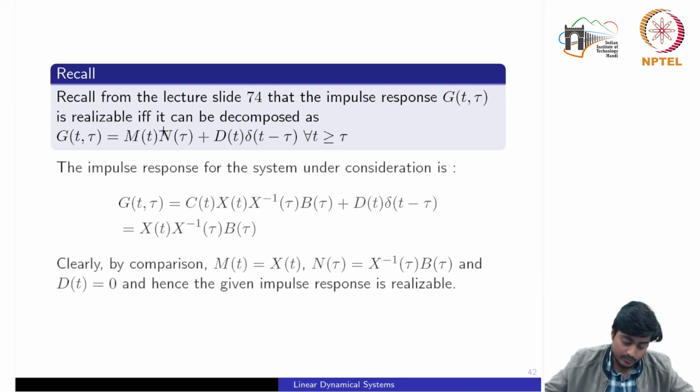Okay, so by realizability we actually mean the physical implementation of that impulse response. Now this impulse response, since we have computed it from a practical electrical circuit, it was trivial that it would be implementable. But since we want to show the application of those theoretical results, just for the sake of that, we have shown how these M and N matrices can be computed. Okay.